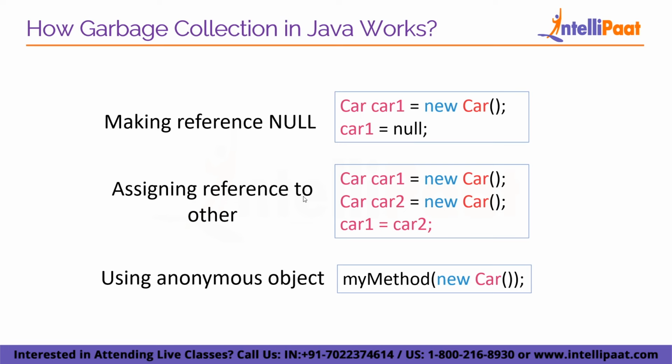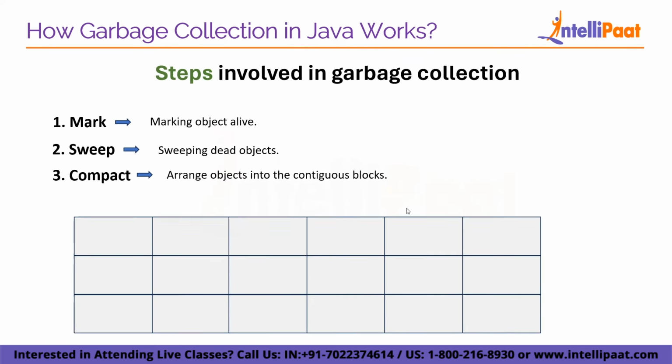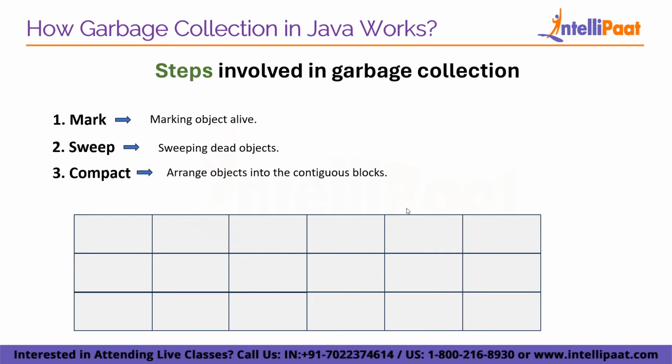Apart from that, assigning a reference to another. So here we have declared two objects, car1 and car2, and we are assigning car1 equal to car2. In a similar way, the third one is using an anonymous object. And let me clear this for you guys, these methods are all automated. So mainly there are 3 steps involved in garbage collection.